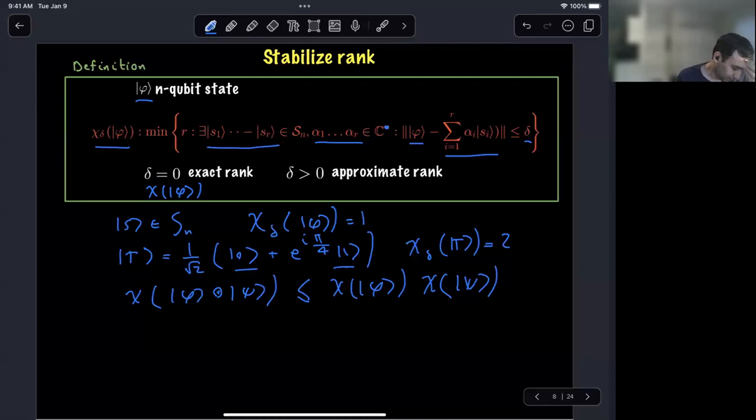And one final remark for this definition is that the stabilizer rank is always upper bounded by 2 to the n, because you can always write any state in the computational basis, and the elements of the computational basis are stabilizer states. So we have this simple upper bound on the stabilizer rank.